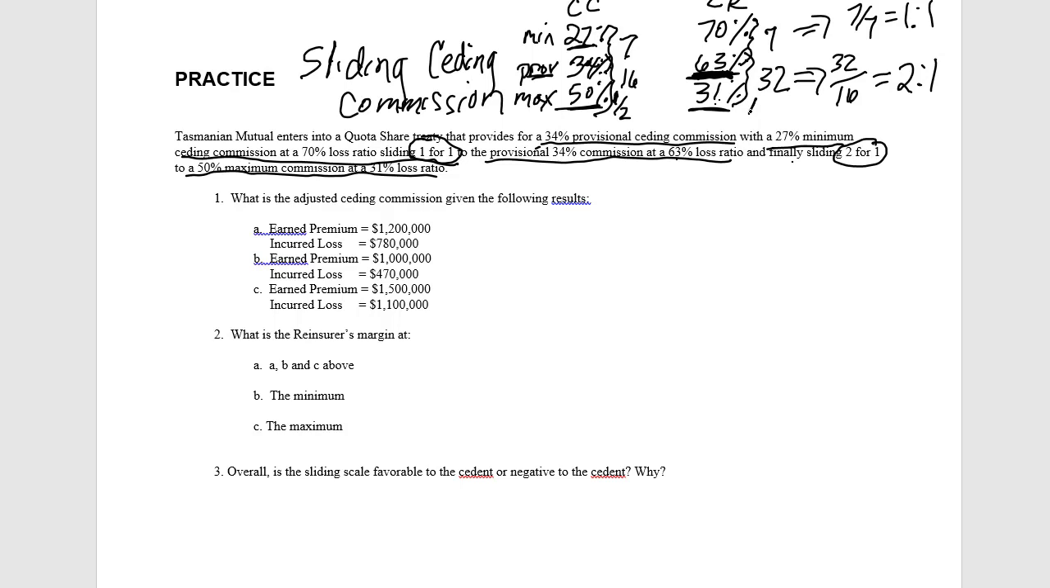So now let's apply this to our numbers. The first thing we do then is we need to calculate the loss ratio. We're given the numbers to calculate the loss ratio. First, on this book of business, we have $780,000 of incurred loss divided by $1.2 million of earned premium, and that's our loss ratio, which equals 65%. So we know we have to apply this to the slide.